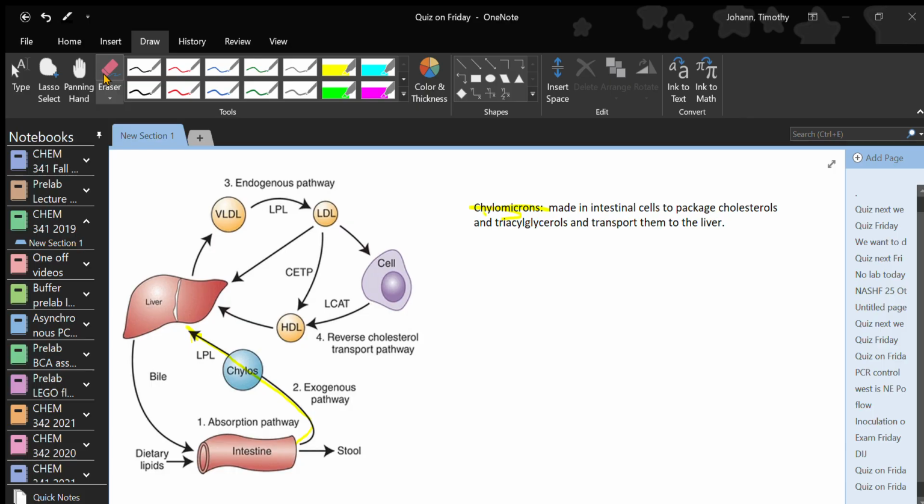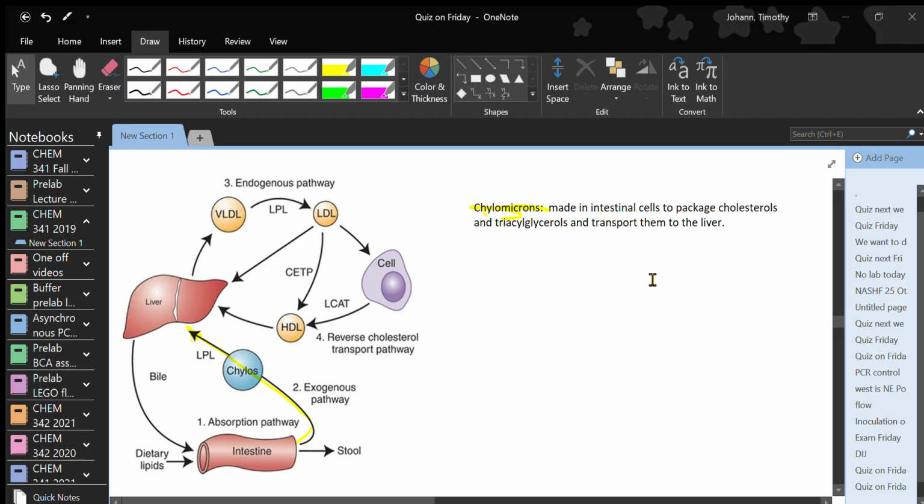Sounds good. But really, what I want you to know here is this. Chylomicrons are going to take these things to the liver. The liver is going to absorb the chylomicrons, and it's going to make a new one, which is called a very low density lipoprotein. It's going to become LDL, but not yet.